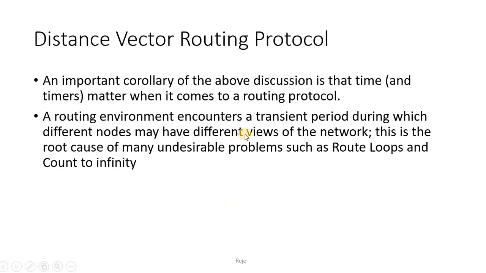A routing environment encounters a transient period during which different nodes may have different views of the network. If 4 doesn't send that update to node 1, what would have happened? It would have had the very old cost, and that too doesn't have a much better cost with all other nodes. So if that doesn't happen on time, we'll encounter some undesirable problems like route loops and count to infinity problems. So this is all about the basic design features of routing protocols and the distance vector routing protocol.